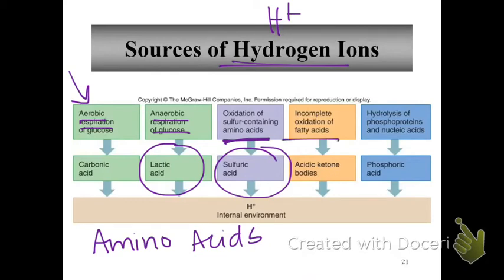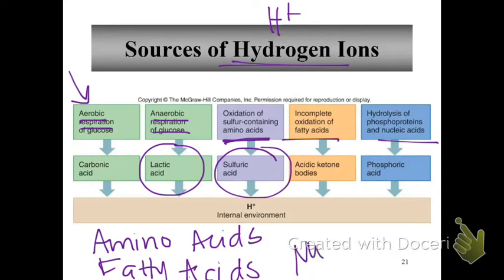Next one, fatty acids. So as you break down fats, and then the last one is nucleic acids, as you break down DNA. Okay, so remember, an easy way that's going to help you remember those 5 things: glucose with carbonic, glucose with lactic, amino acid, fatty acid, and nucleic acid.